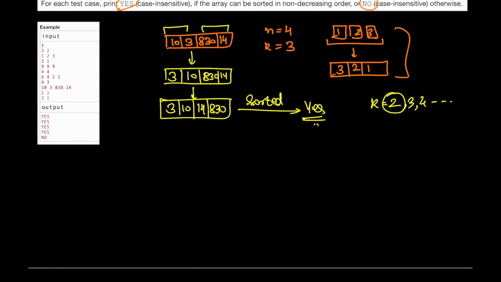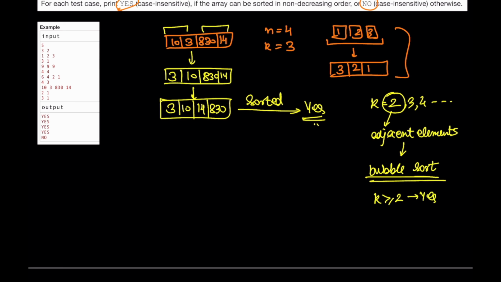Why? Because k equal to 2 means we are swapping adjacent elements, like it is the bubble sort algorithm. So bubble sort can always give us the sorted array. So that means for any k greater than or equal to 2, the answer is always yes.